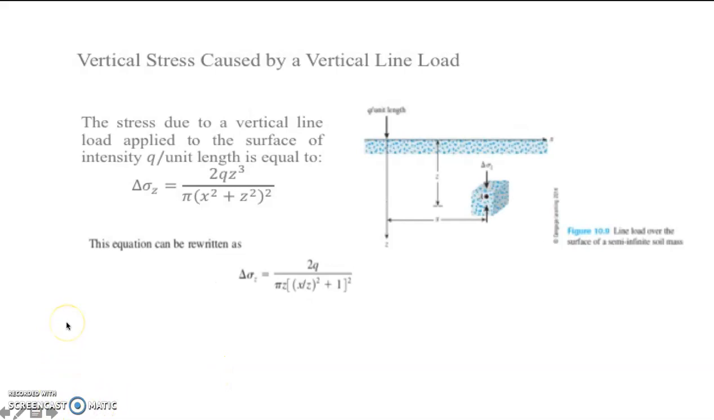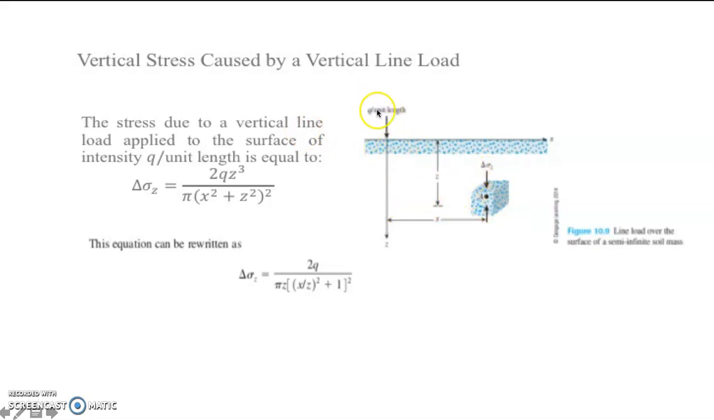So we move on now to vertical stress caused by a vertical line load. So basically, a line load is a load exerted along a line. An example of that is a partition weight on the floor. So this is an illustration for a vertical line load. We're trying to compute now the vertical stress caused by a vertical line load.